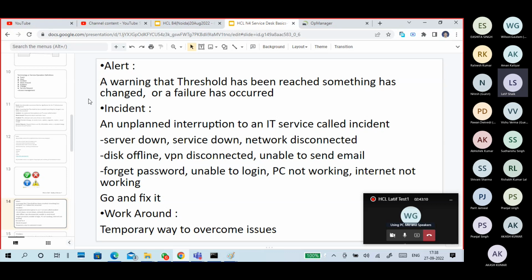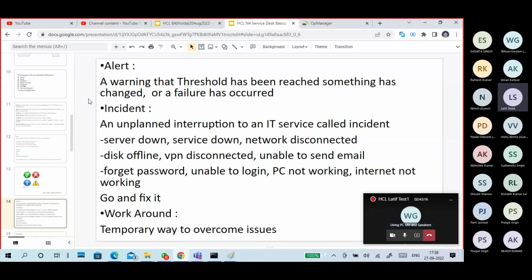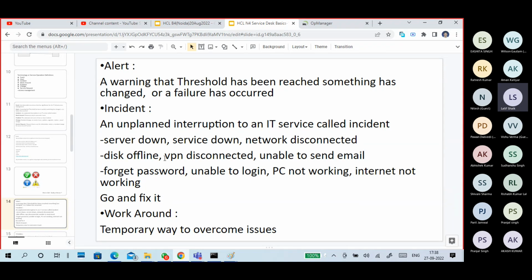If an incident occurs and you are notified, you send it to the person who is going to take care of that incident. That person will go and fix it. Make sure that it works immediately. As soon as possible, you try to fix it. That is the temporary way to overcome the issues.